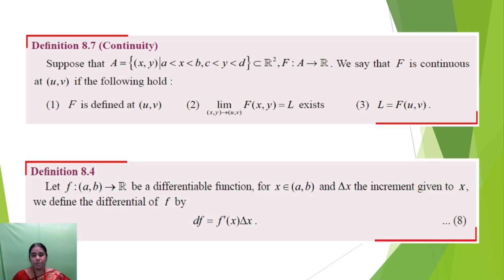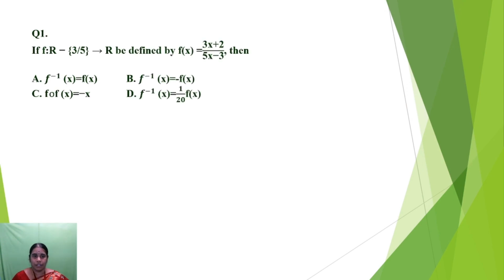Next, the differentiability condition. Definition for a differentiable function. Let f be a function from (a, b) to R, then the differential of the function for x in (a, b) is defined as df = f'(x) delta x. These are some of the definitions in this section. Let us go through the problems. Some of the important problems in this section we are just going through.